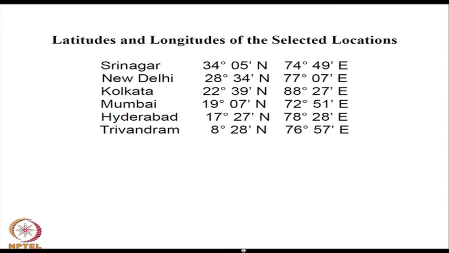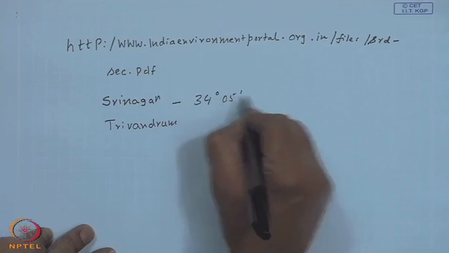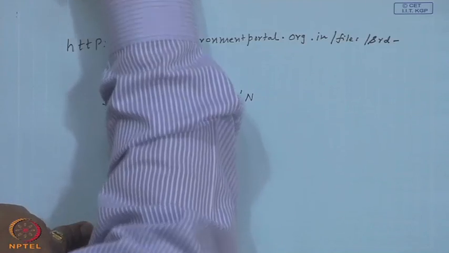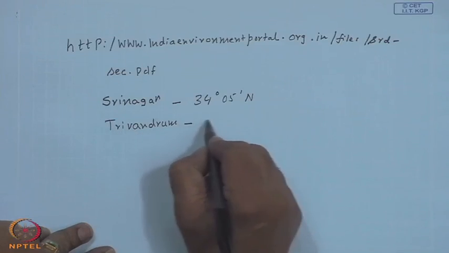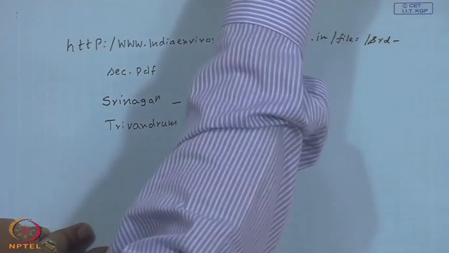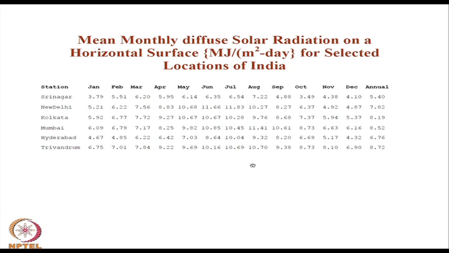which is almost low latitude, and I have shown the latitudes here. Srinagar has a latitude of 34 degrees 05 minutes north, and of course, the corresponding longitudes are also given over here, whereas Trivandrum has 8 degrees 28 minutes N. One of the ideas is that I have taken north, south, east, west and something in the middle, so that you will have a feel for the variation in the solar radiation.